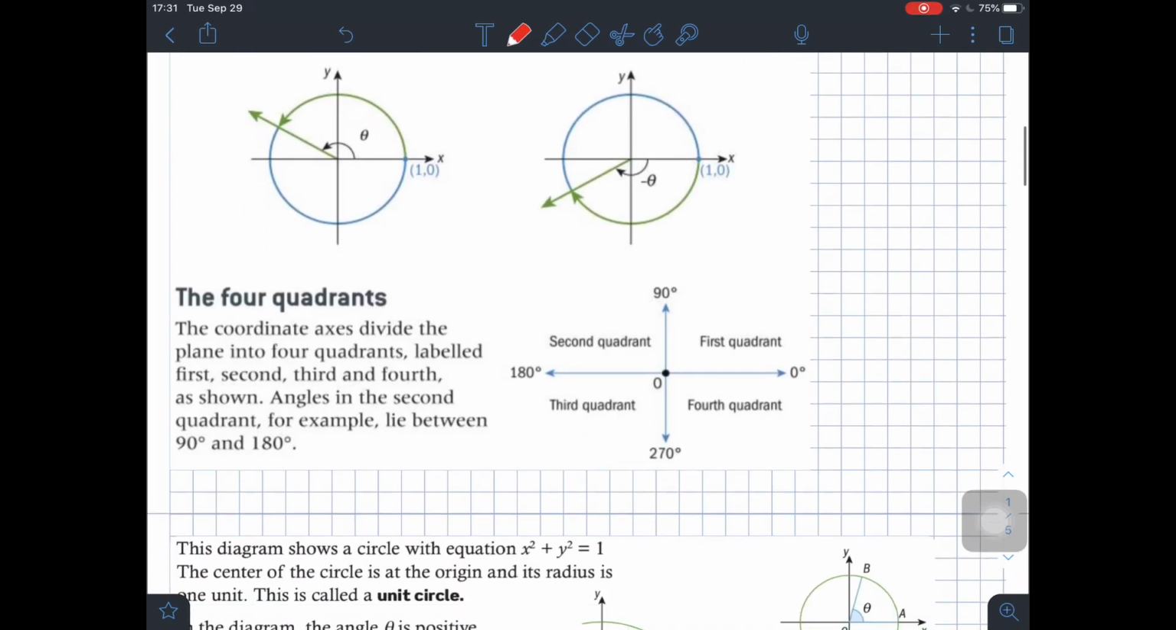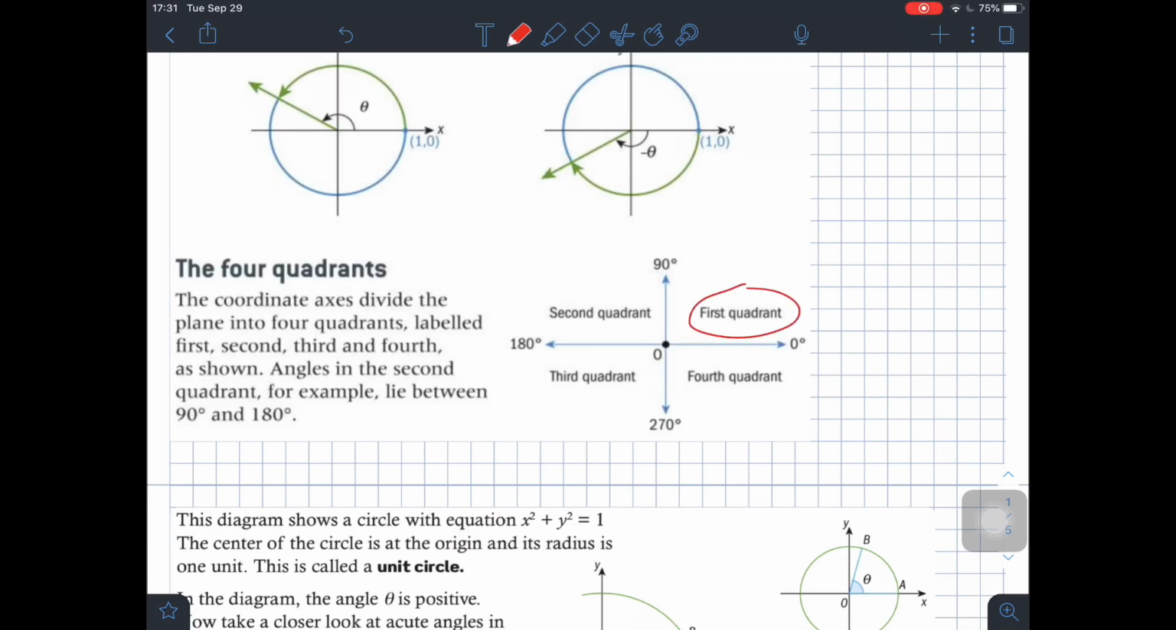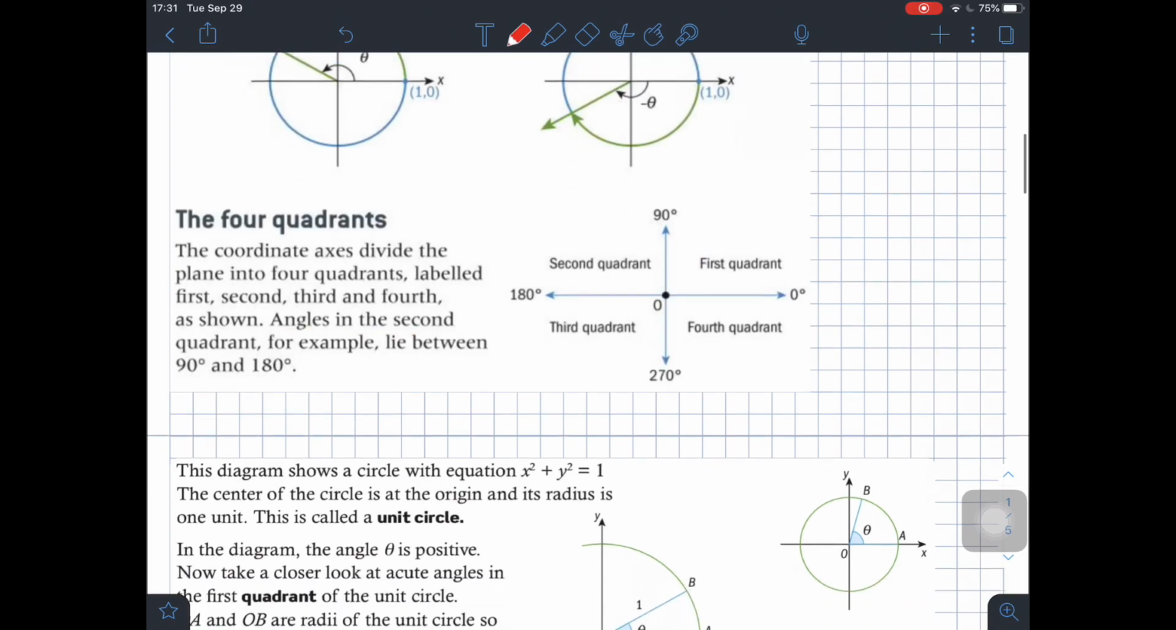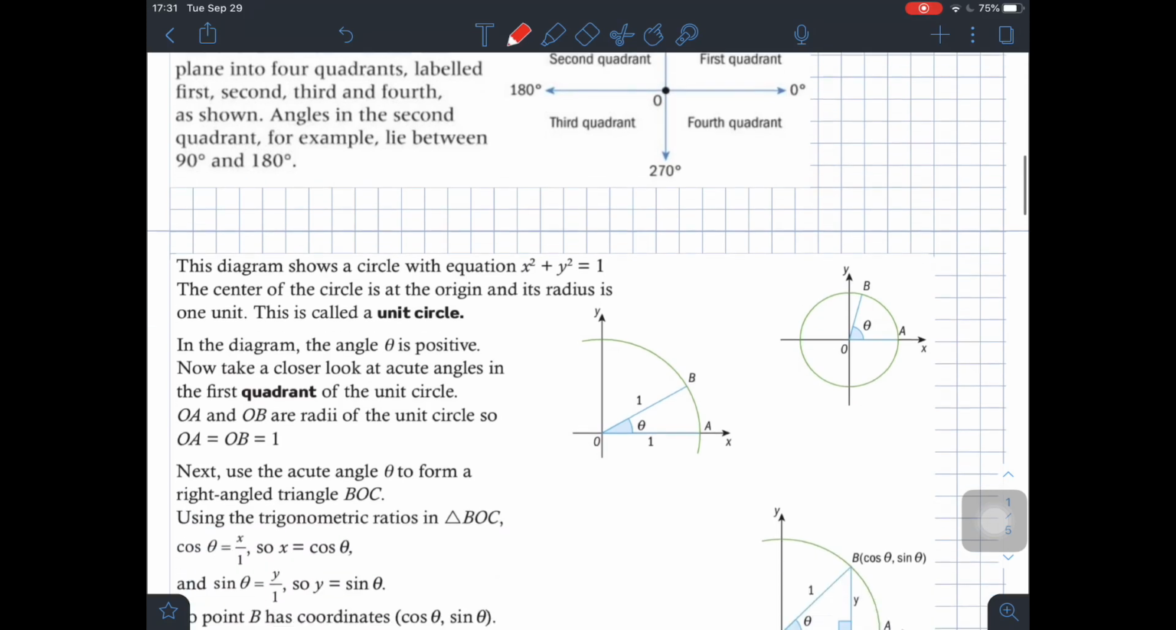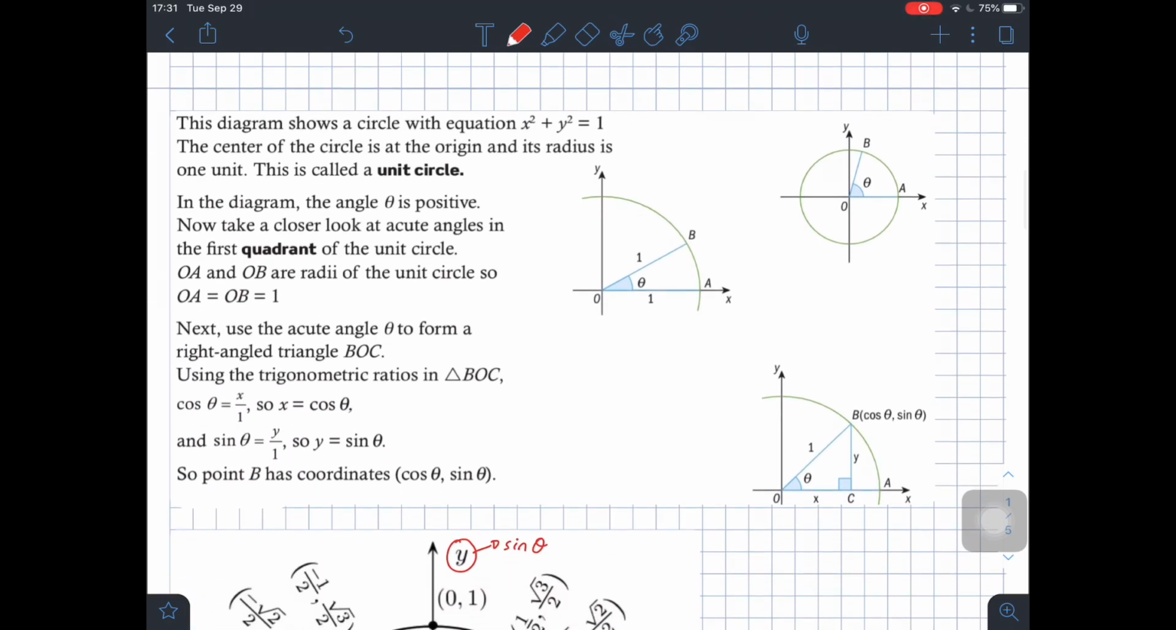Then we have the four quadrants. This is something basic you should already know. It says the coordinate axes divide the plane into four quadrants labeled first, second, third, and fourth as shown. Angles in the second quadrant, for example, lie between 90 and 180 degrees. First quadrant is from 0 to 90, second is from 90 to 180, third quadrant is from 180 to 270, and finally the fourth quadrant is from 270 to 0, or also sometimes called 360 degrees, a complete revolution.